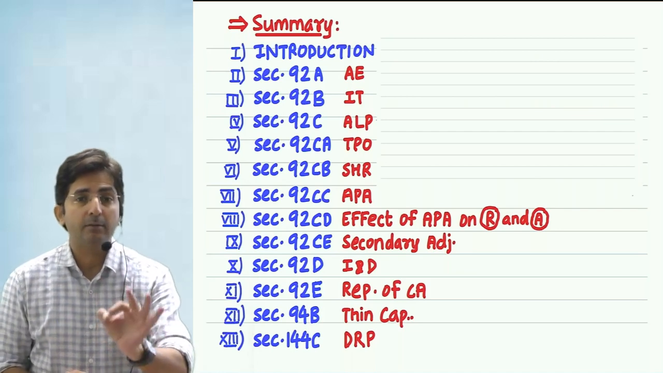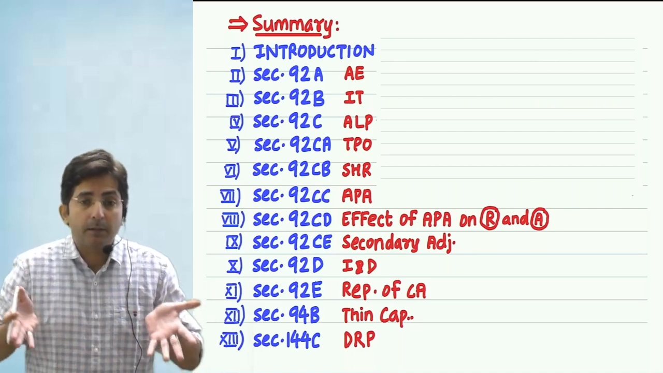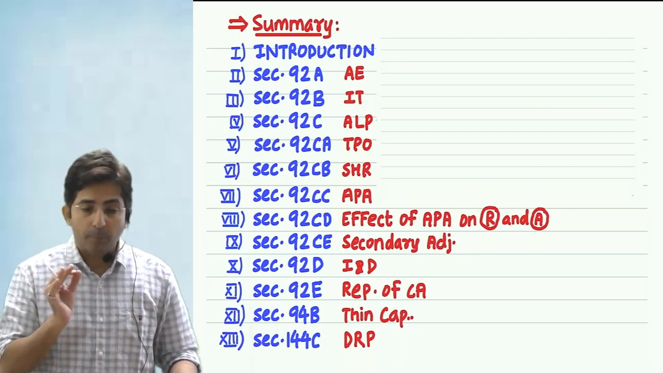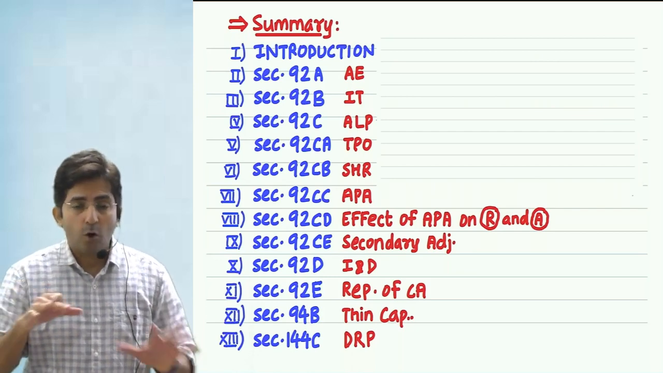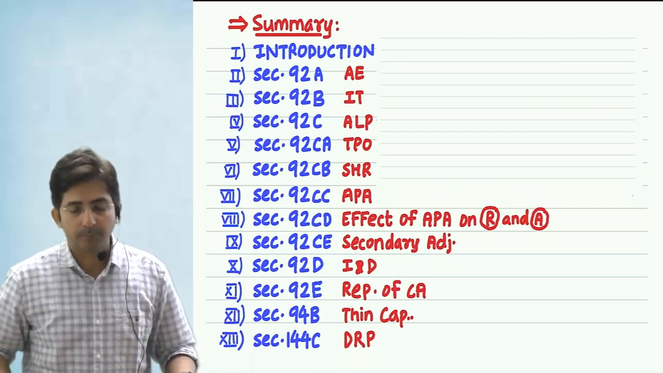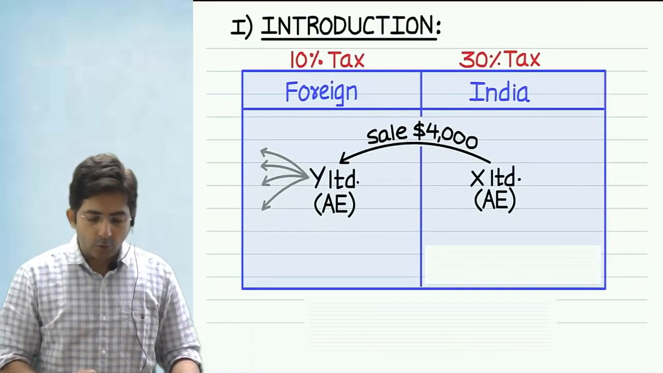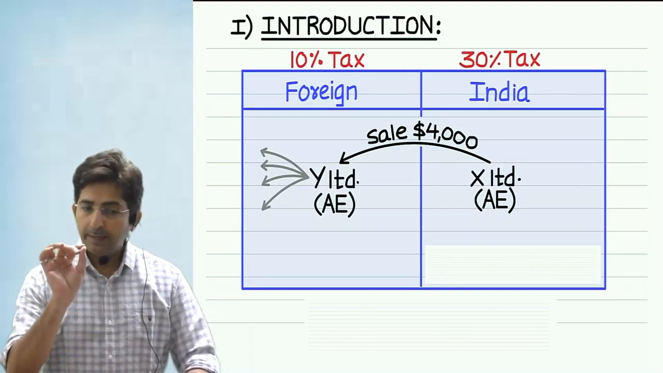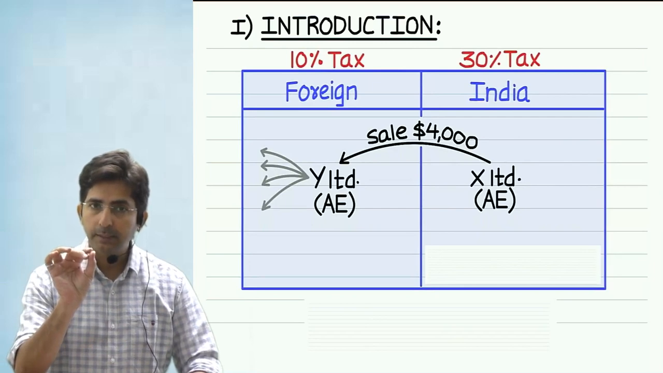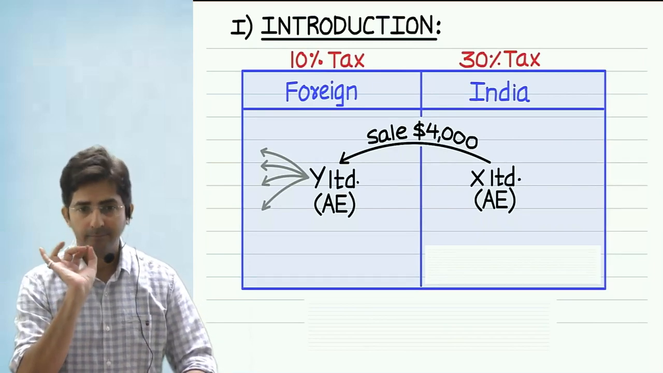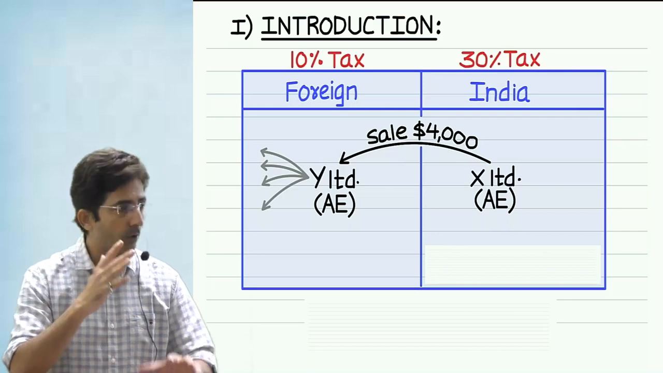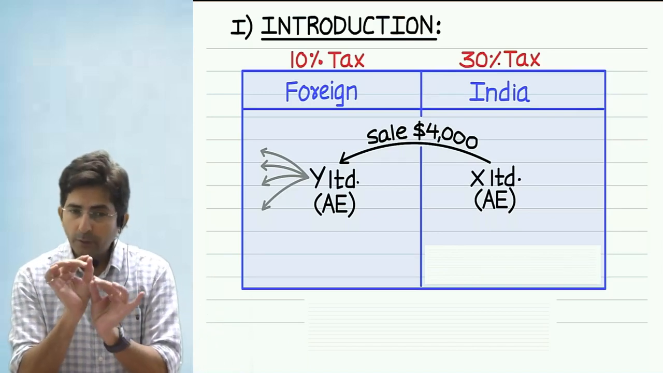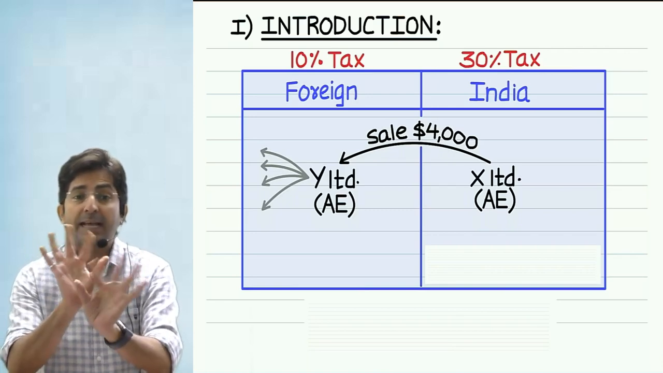In introduction, I will explain why this chapter is made, what is the purpose of this chapter, and why the topic is called transfer pricing. So all about that will be discussed in introduction. Now see, in introduction, with one example, I will have to explain that multinational companies do a particular type of cheating or manipulation in tax.